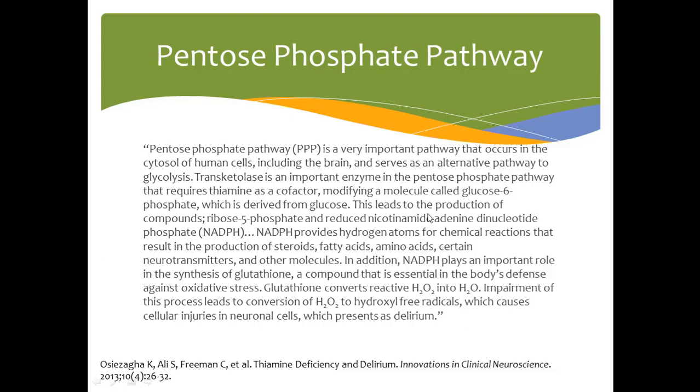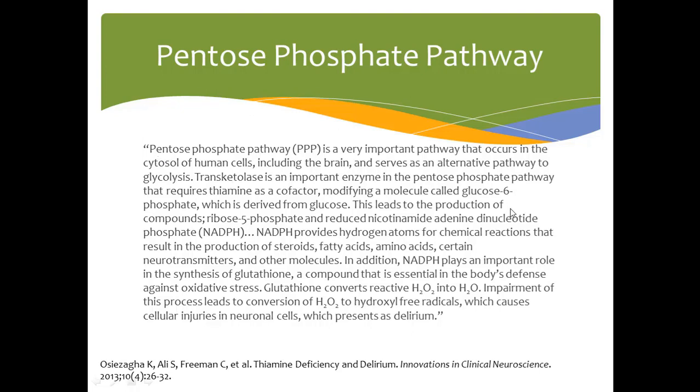So I've got a field of text here, kind of breaking a rule of PowerPoint presentations, but I couldn't really decide which part to pull out of this. This is from a review article from 2013, Thiamine Deficiency and Delirium. It's an excellent review of the pentose phosphate pathway and thiamine deficiency particularly. So it's a very important pathway.